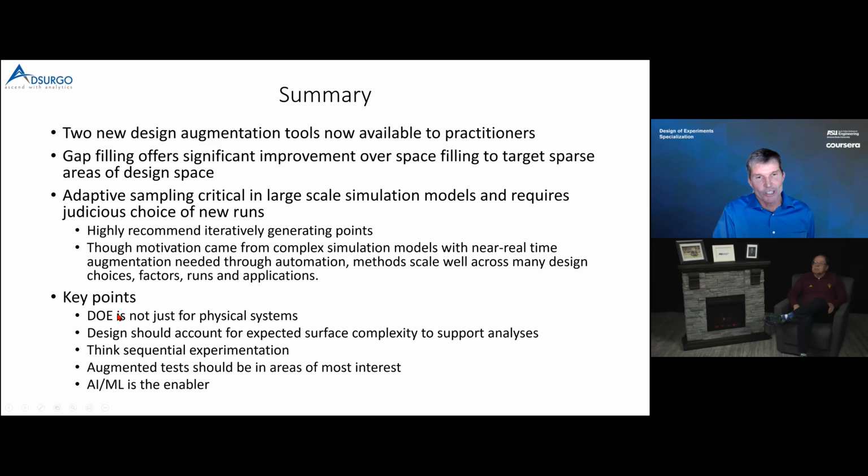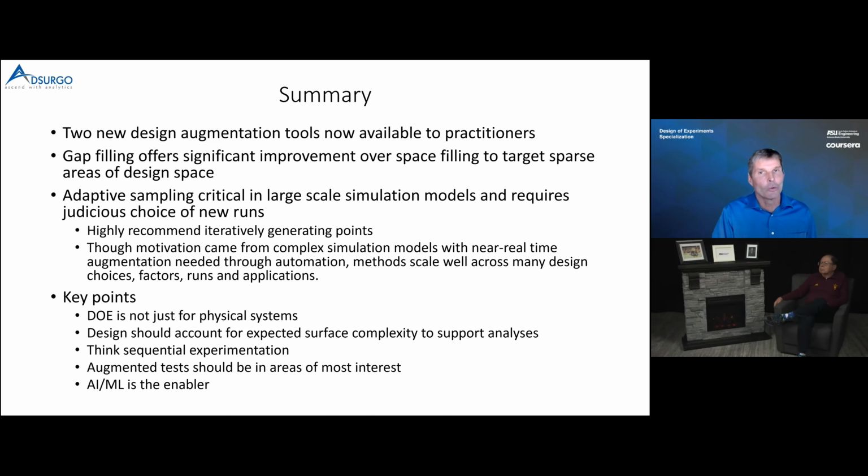Key point, DOE is not just for physical systems. It's enormously useful for the Monte Carlo simulation stochastic world, where you do it almost similar to the way that you would do it for physical systems. But even when you don't have any noise in there, there's a different path that we can exploit, and that's those space filling designs that we use. So we know that there's a lot of complexity in there, and think sequentially. That hasn't gone away. That's still quite in fashion, even with the computer simulation and all the power that's out there.